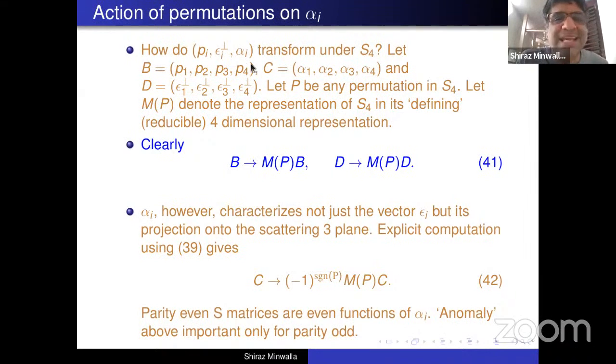However, because we made some arbitrary choices in defining alpha, there's a subtlety in the transformation properties of alpha under permutations. It transforms in the defining representation times an anomaly type factor, including (-1) to the sign of the permutation. This took us a long time to figure out. Shubham was the guy who nailed it. And it proves very important in getting the details right. Okay, I won't dwell on this.